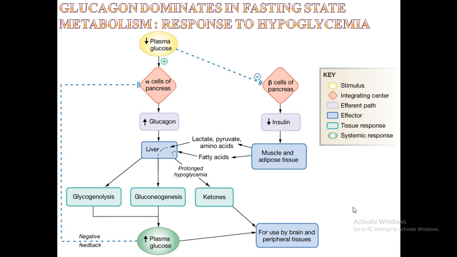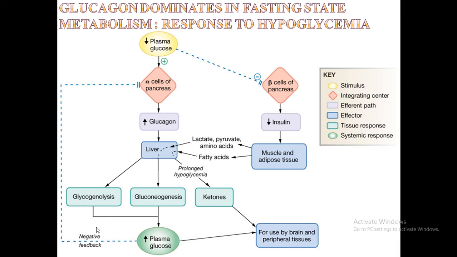This is the response of glucagon during the hypoglycemic state. During hypoglycemia, what happens? More and more glucagon is stimulated, secreted from the alpha cell, while insulin is inhibited. Then glycogenolysis, gluconeogenesis and ketones, all three are increased so that an increased blood plasma glucose level is attained.